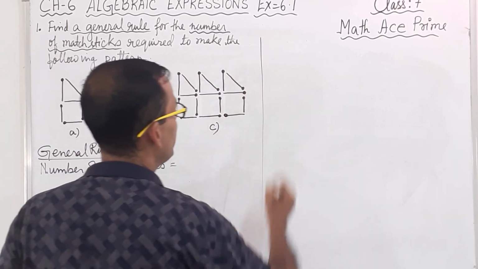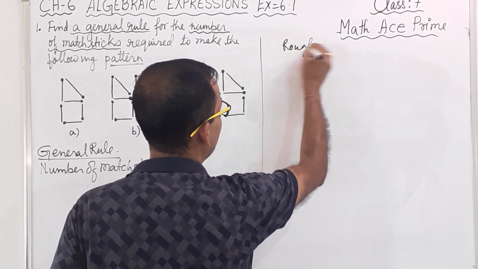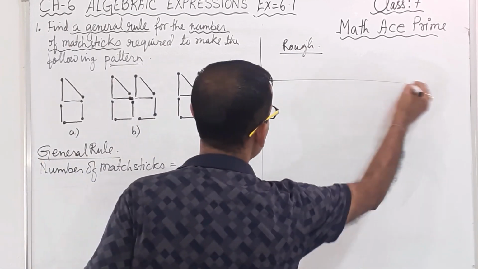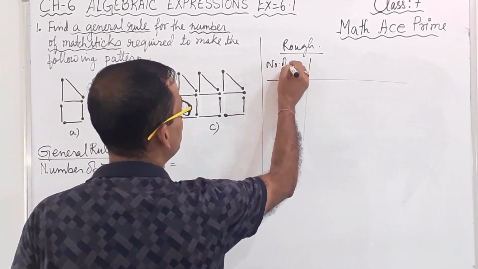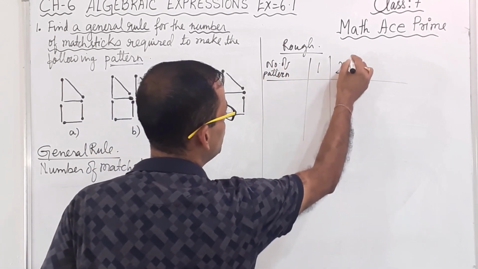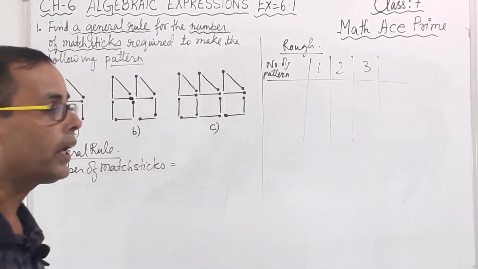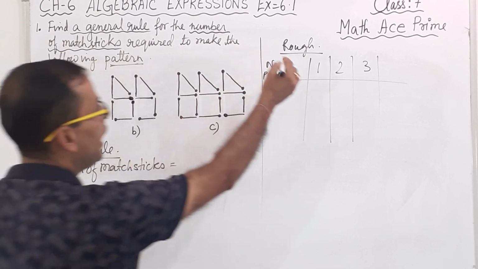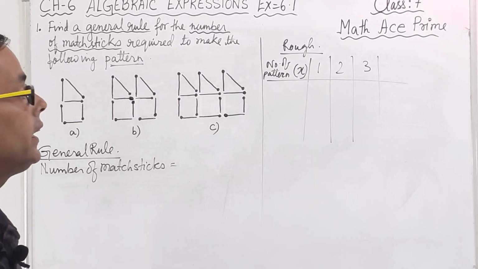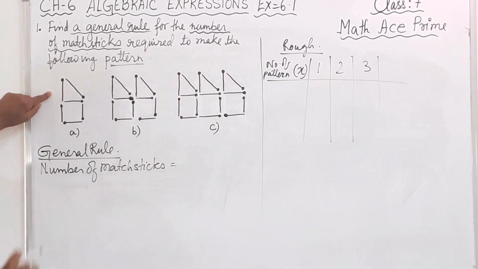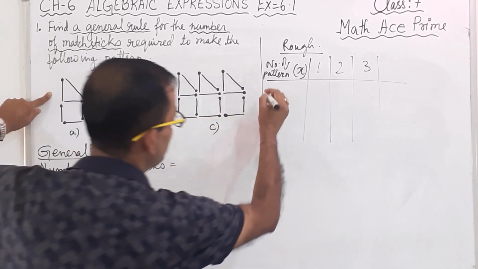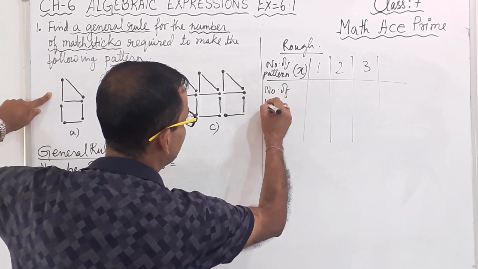If I do one rough work, so that you can understand, in the exam, if it comes, you can solve the sum alone. So I will write number of patterns. How many patterns are there? 1, 2, 3. 3 patterns are there. Now this number of patterns, I am taking it as x. Now for the first pattern, how many matchsticks am I using? 1, 2, 3, 4, 5, 6. So 6 matchsticks.